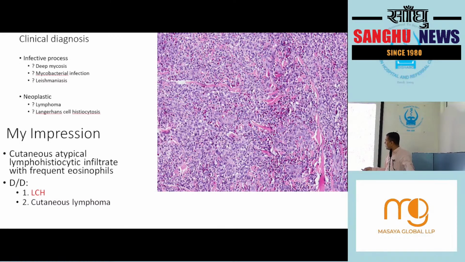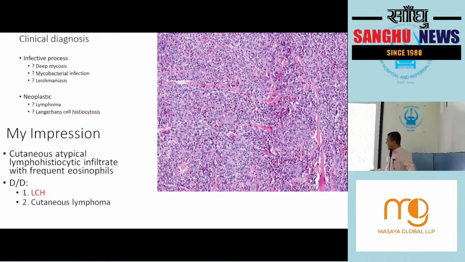And I am left with only two neoplastic lesions. I have reported this as an atypical lymphohistiocytic infiltrate with frequent eosinophils. This is my diagnosis. Probably dermatologists do not like this. They want a very firm diagnosis so that they can manage the patient. But unfortunately, they dislike this diagnosis as well as they dislike me as well.